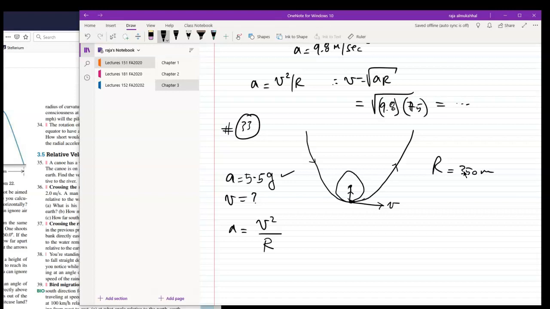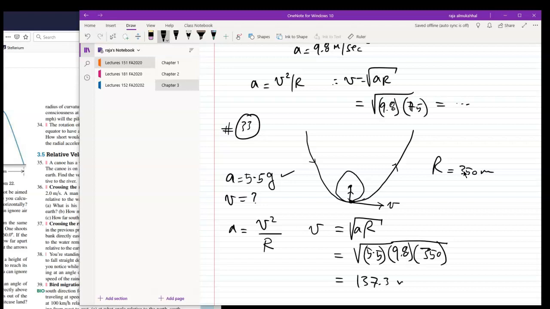How do we do it? The first thing is just basically solve for v. v is equal to the square root of a times r. Is that right? And what's a here? 5.5 times g, which is 9.8, times r, which is 350, under the root, and that will be 137.3 meters per second. Got it?